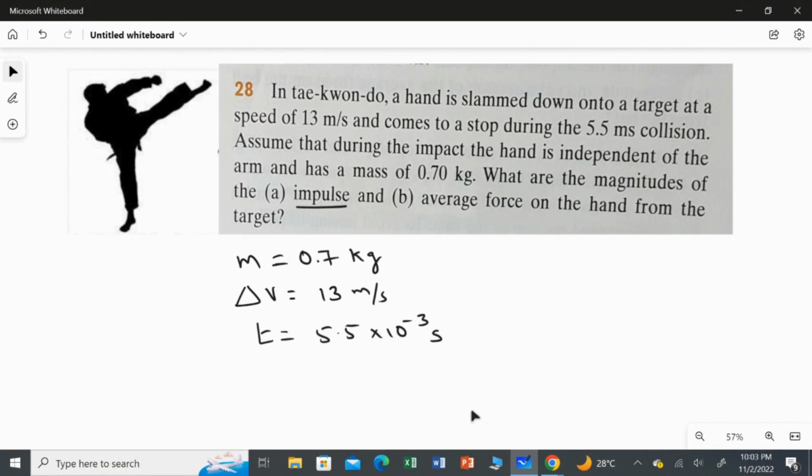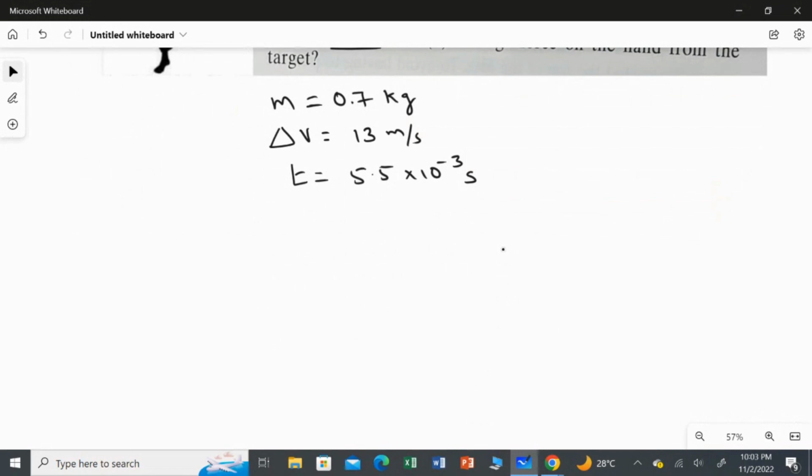As we already studied, what is the formula for the impulse? Impulse is denoted by the letter J. Impulse J is equal to change in momentum, and we also have one more formula: impulse J is equal to average force multiplied by the time duration. But I can't use this formula for this case. Why? Because there is no information about the average force. Time is there, but impulse is not given, and average force is also not given. So I can't use this formula for the first part.